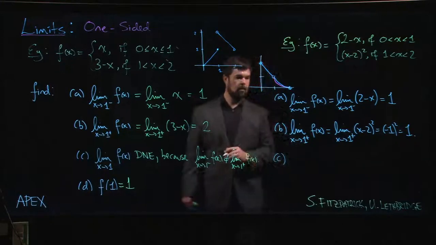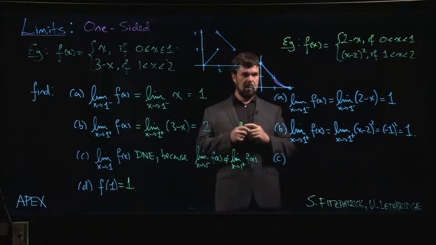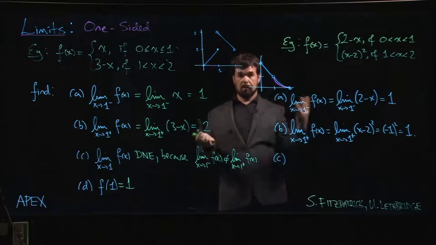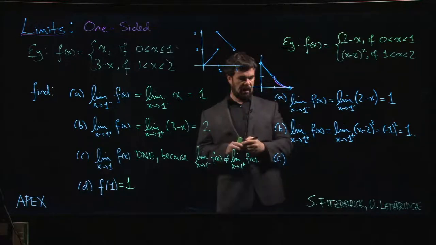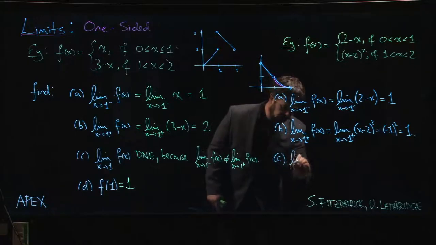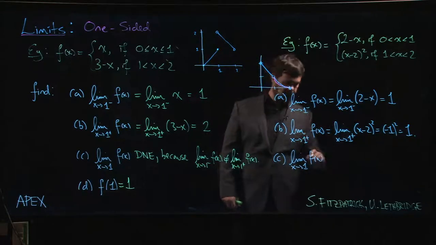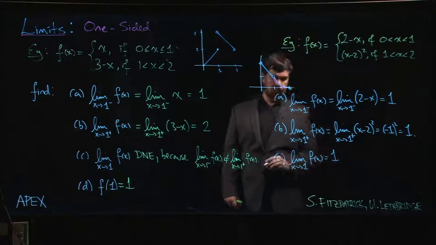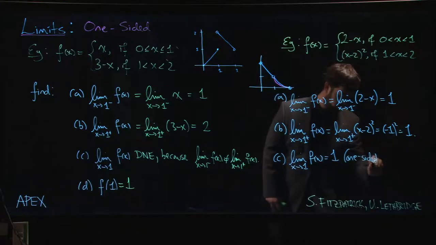Part C, what about the overall limit? Well, in this case, the two one-sided limits agree, right? You can see that we don't have that jump between the y values on either side. We're approaching the same value from either direction. So that means that the limit does exist. And it's equal to the common value of the one-sided limits, right? So it's equal to 1. If we want to give a brief reason, we might say the one-sided limits agree.